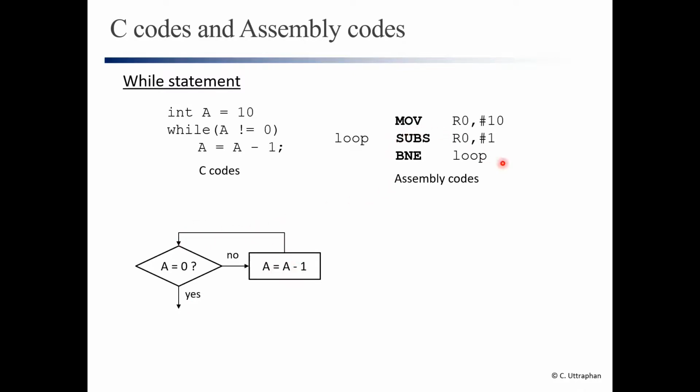Now, let's look at the equivalent assembly code. R0 now represents A. We reduce R0 by 1, and we test if the content of R0 is not equal to 0 by using the BNE instruction, or branch if not 0, to the label loop. Therefore, if R0 is not equal to 0, then we go back to loop.